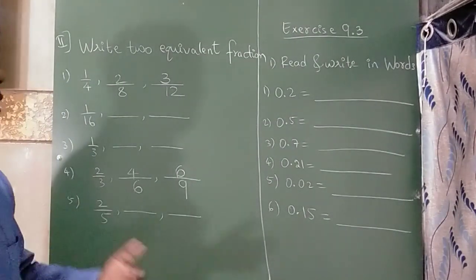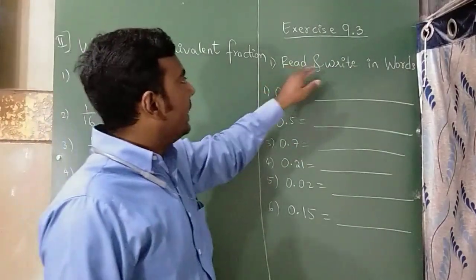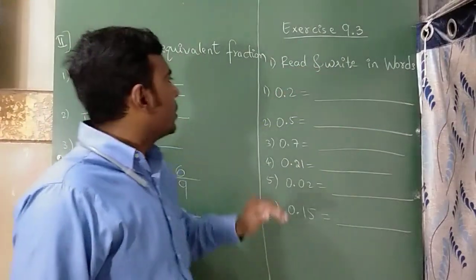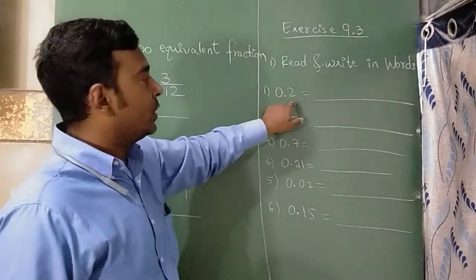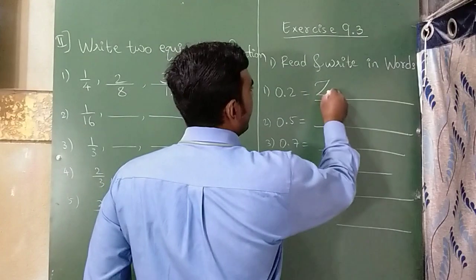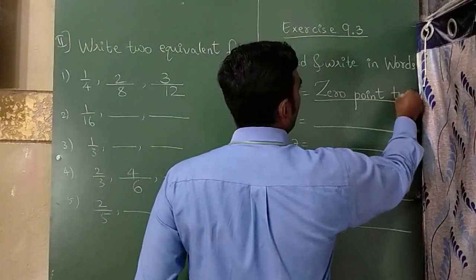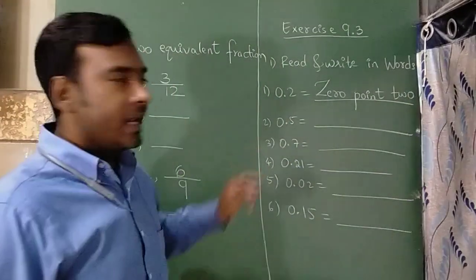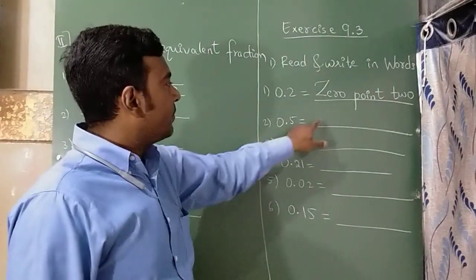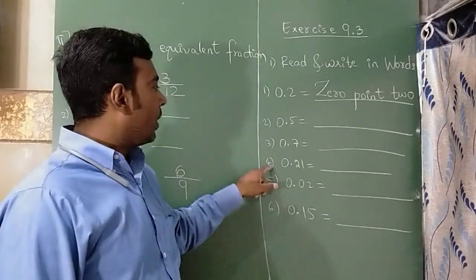Fine. Now let's move on to the exercise 9.3. So read and write in words. So how do you read this? 0.2. Now you need to write that in the words. So how do you write? It is 0.2. The next one 0.5, 0.7. Okay. Now fourth one.